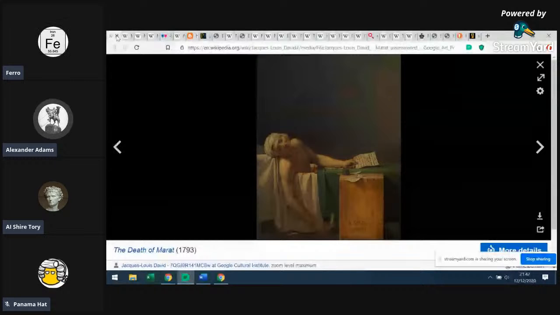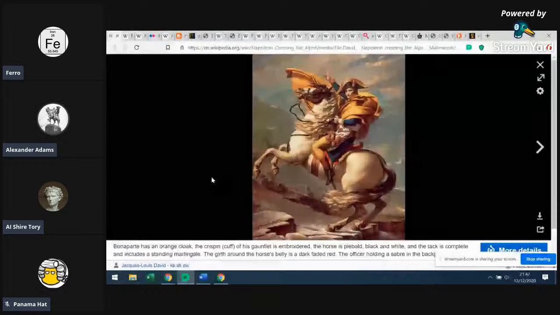Sorry, just one last point. You can actually find a cast of his death mask, so you can check how accurate David was. He worked from the body of Marat, and he also used a cast as well.